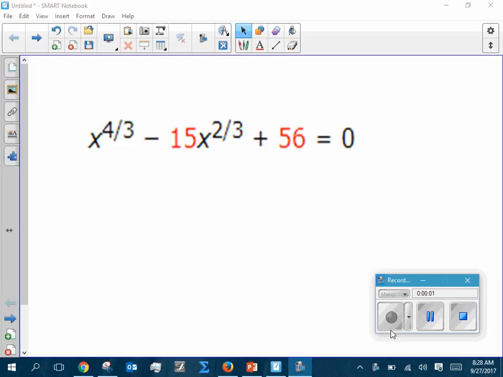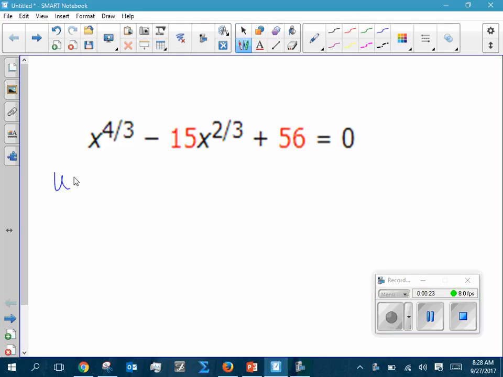You see something like this, you want to take that term right there, x to the 2/3, and you're going to let that become your u value, or whatever variable you want to introduce. It doesn't always have to be a u. Whatever variable you want to use. But we're going to go u is equal to x to the 2/3.